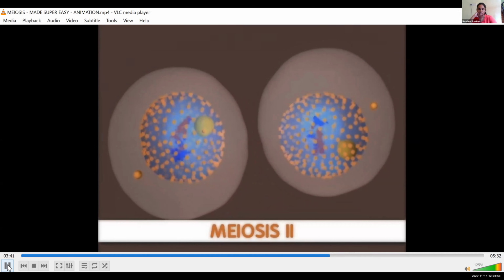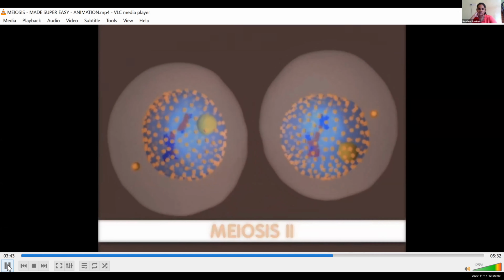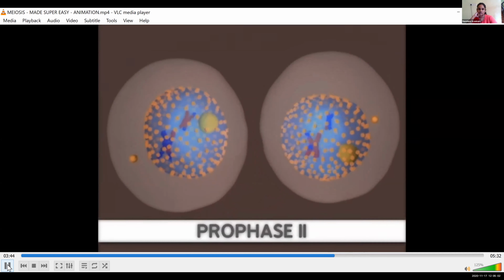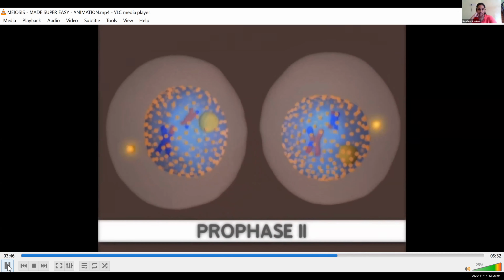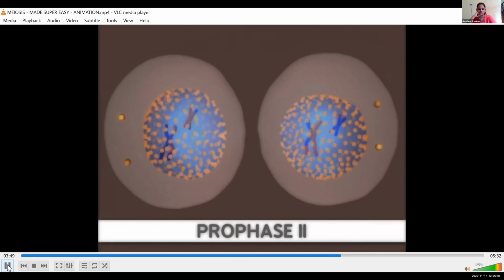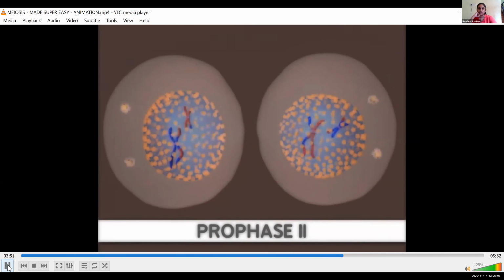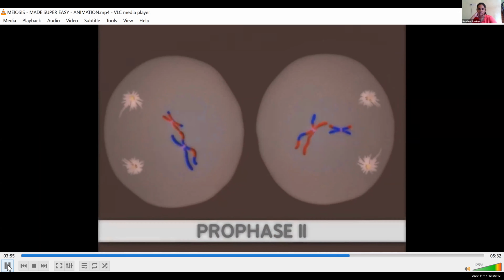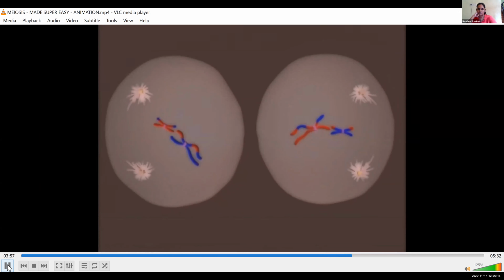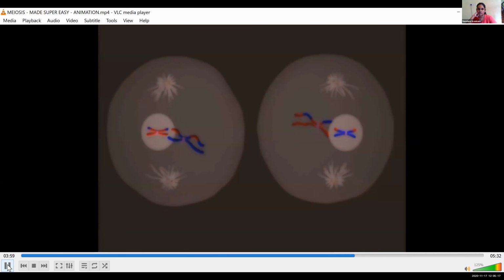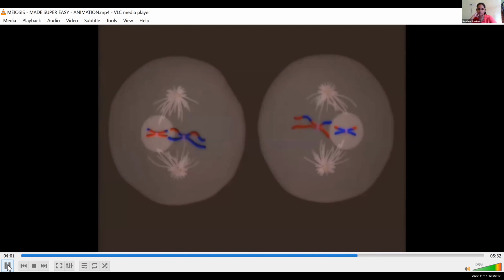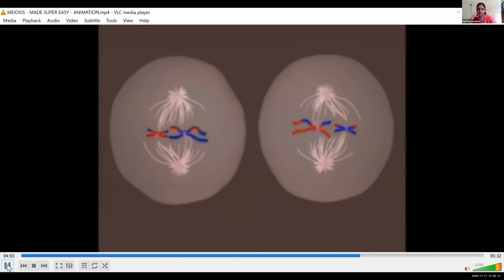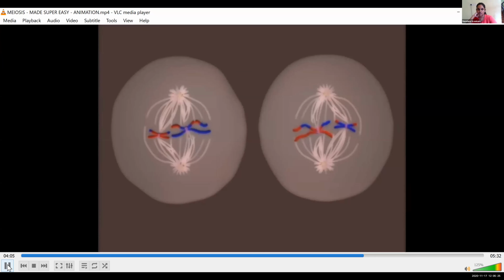Meiosis II is similar to mitosis. The first stage of meiosis II is prophase II. Again, chromosomes condense, the nuclear envelope breaks down, and the spindle apparatus forms. The major difference between prophase II and prophase I is the fact that the daughter cells have only one copy of each homologous chromosome. So in prophase II, there is no synapsis of homologous chromosomes or crossing over.